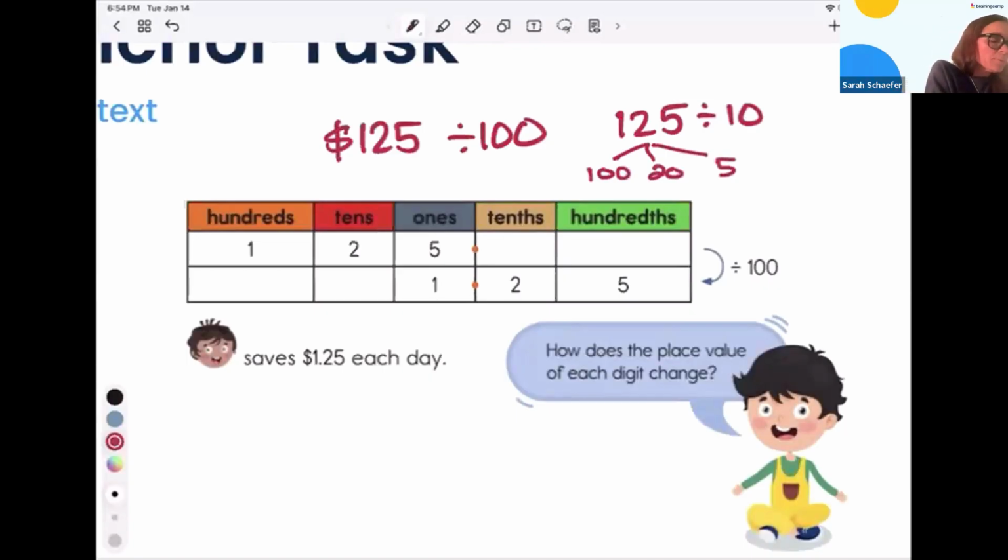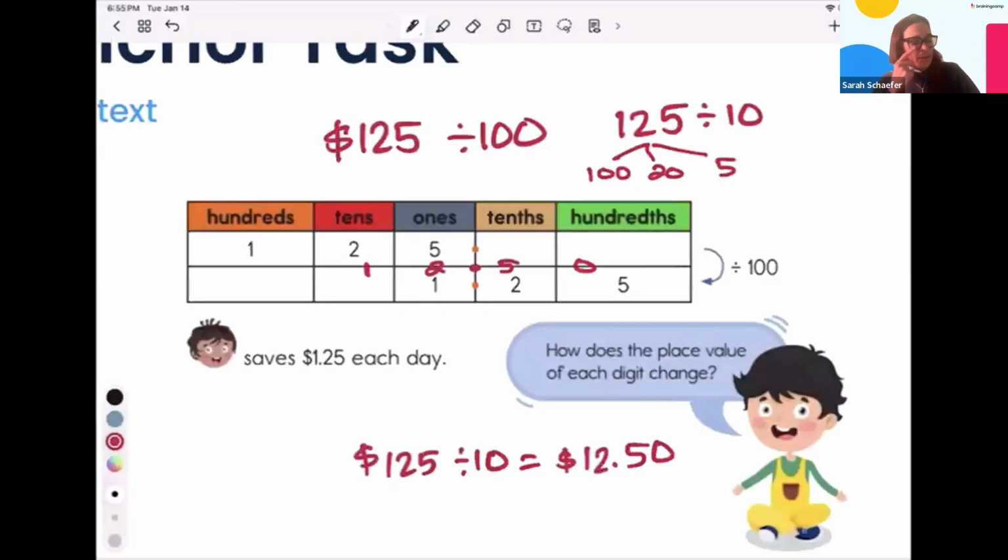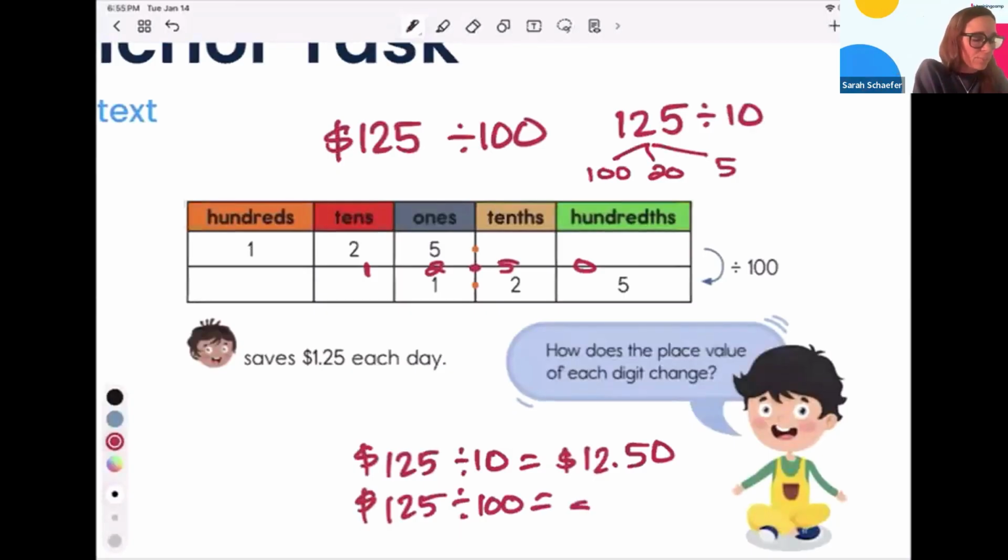Some students will be able to see that when we do 125 divided by 10, we're going to get $12.50. And then because we have context, we can say what this quotient represents: if I saved $125 over 10 days, the same amount each day, I saved $12.50 a day. All right, what if I broke that up into 100 days? What does that relationship look like? And now we can see.